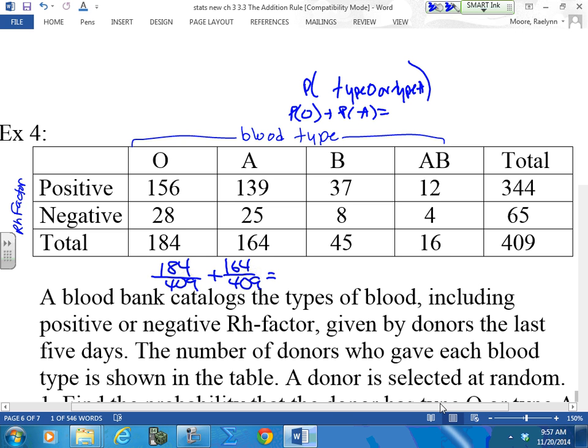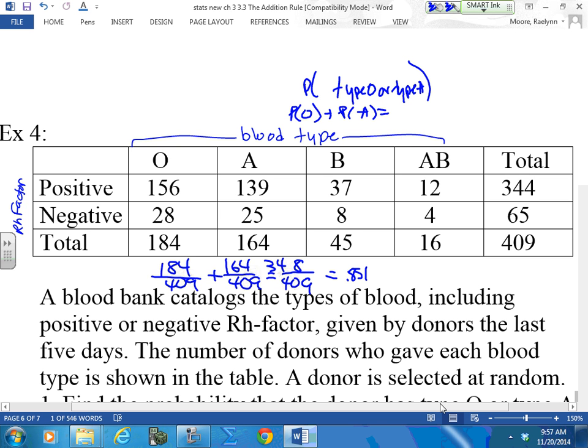When you add fractions with the same denominator, just add the numerators. 348 over 409. You can put this in your calculator. Put it in your calculator and give me 3 decimals. 0.851. Good. It's 0.851. Remember, your probabilities are going to be 3 decimals.